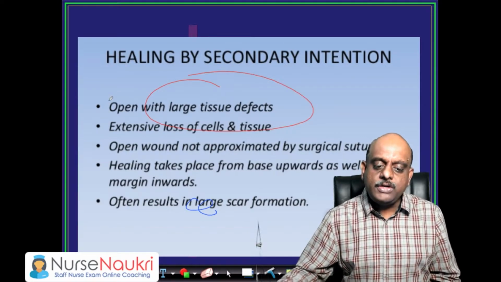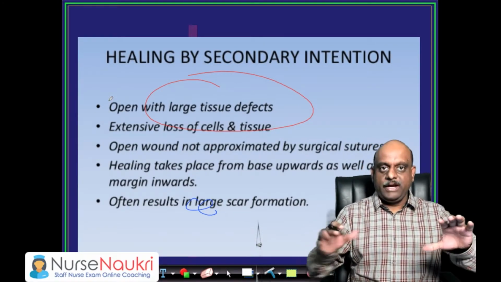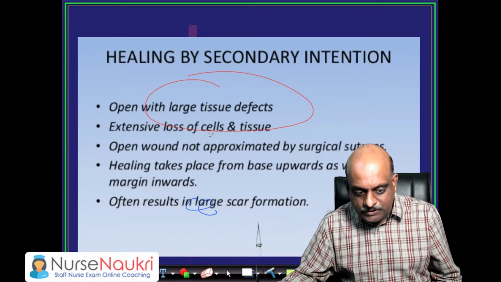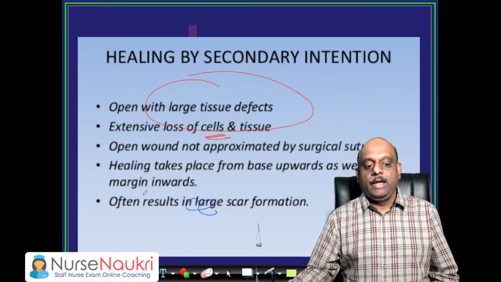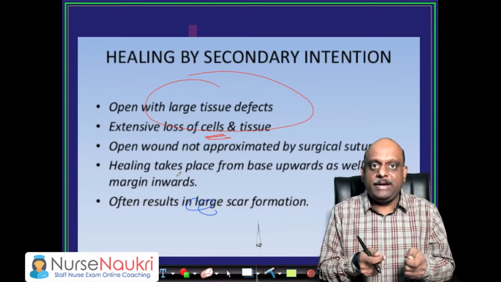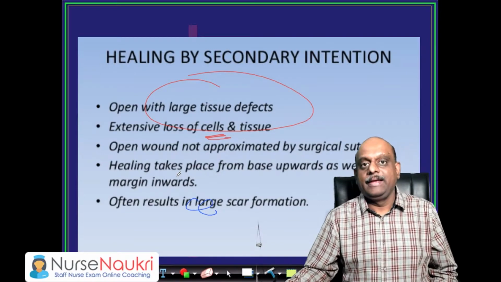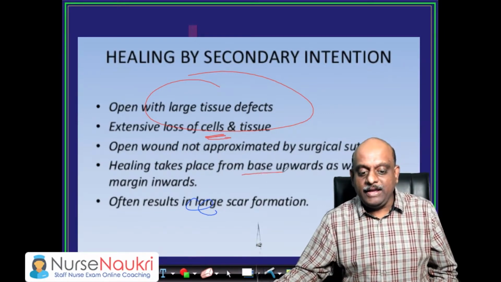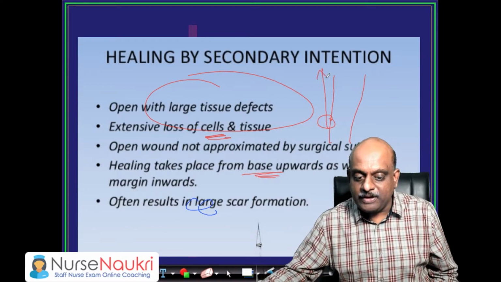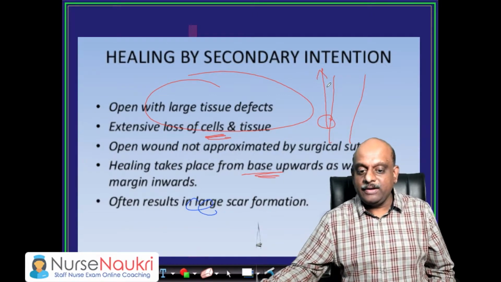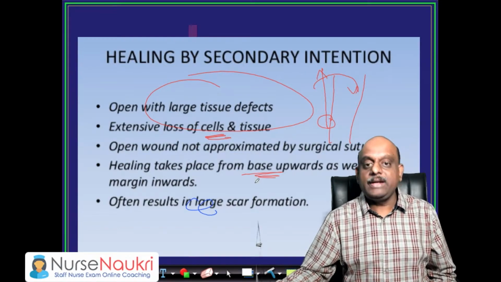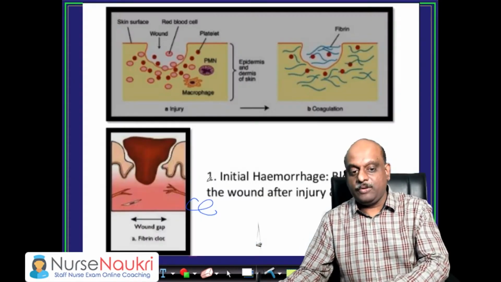A large tissue defect, samjho. It is not a fine one, large tissue defect. Extensive loss of cells is there. And you can't put a suture and approximate the margins. And the healing will take, typically if this is the wound, from the base upwards and from the margin inwards. That's how it takes, and a large scar will form.